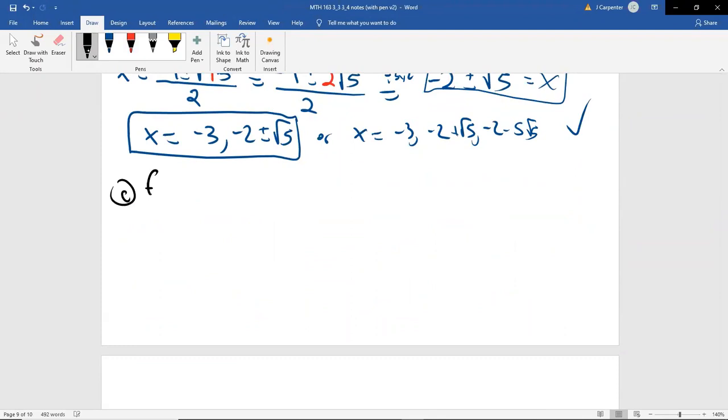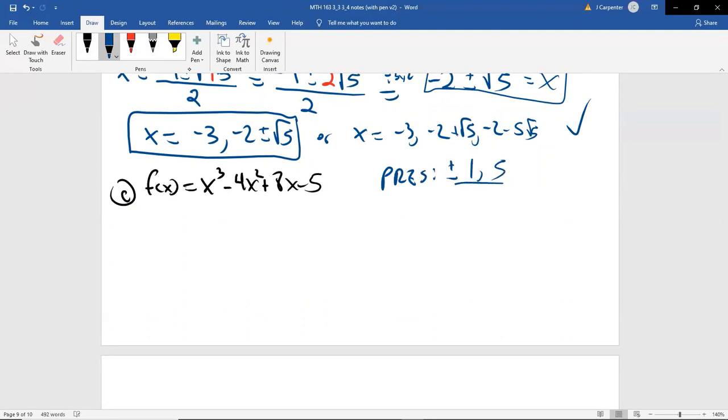I think I can. F of x equals x to the third minus 4x squared plus 8x minus 5. Once again, these don't have to be in descending order, but I'm just getting to the point. So your possible rational zeros are plus or minus all the different factors of the constant, which is 5, so 1 and 5, over all the different factors of the leading coefficient, which is a 1, so 1 times 1. But you don't need to write the 1 twice. 1 divided by 1 is 1, 5 divided by 1 is 5, so plus or minus 1 and 5.